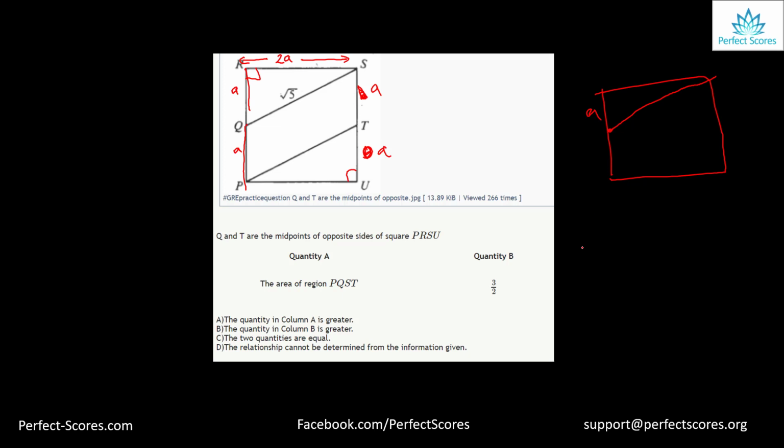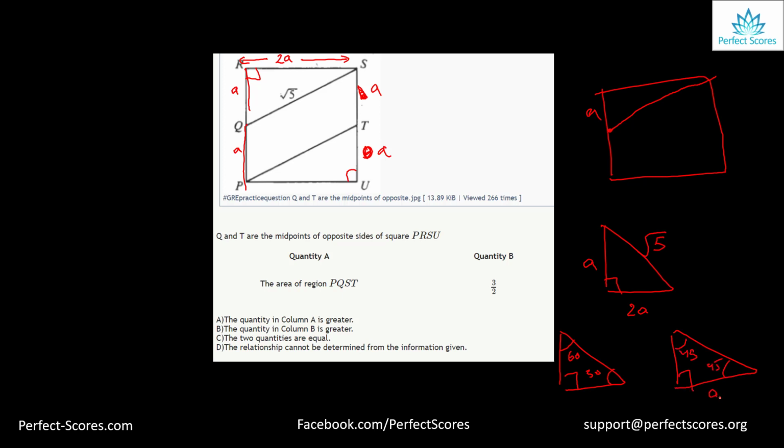So it's a classic 90-30-60 triangle, or not a 90-30-60 triangle. Well, this actually becomes A, 2A, square root 5. So there are two types of triangle that GRE tests. One is the 90-30-60 triangle, and one is the 90-45-45 triangle. In a 90-45-45 triangle, if this is x, this is also x, and this is x square root 2, because that's the isosceles triangle here. In the 90-30-60 triangle, this over here is x, this over here is square root 3x, and this is 2x. Well, that is not the case that is happening here, so these are not the triangles.